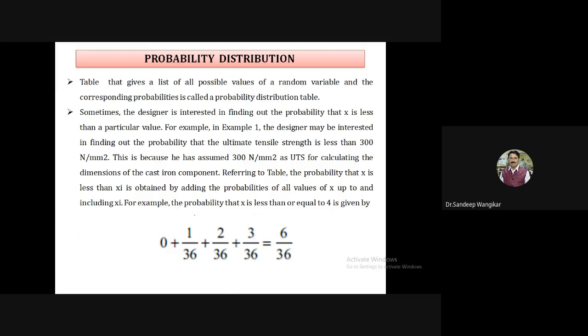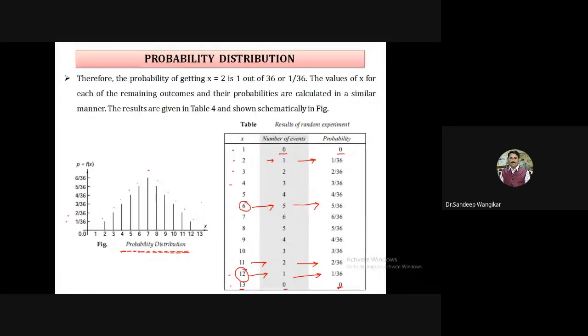The list of possible values of a random variable and the corresponding probabilities are tabulated in a table, and that table we call the probability distribution table. So I have given you the idea. This is what is shown here, your probability distribution table.